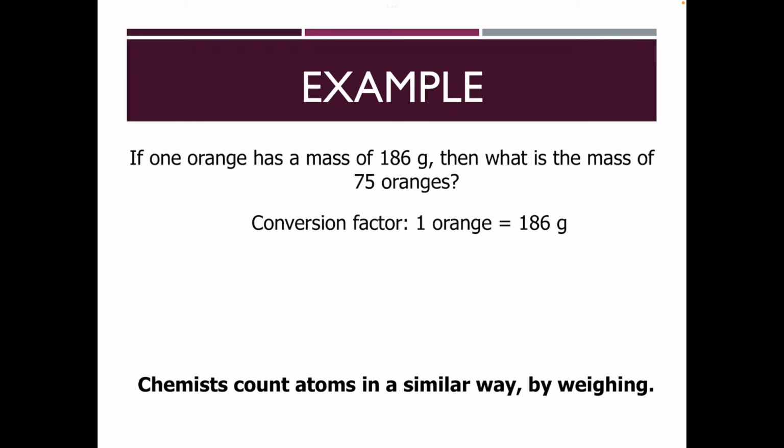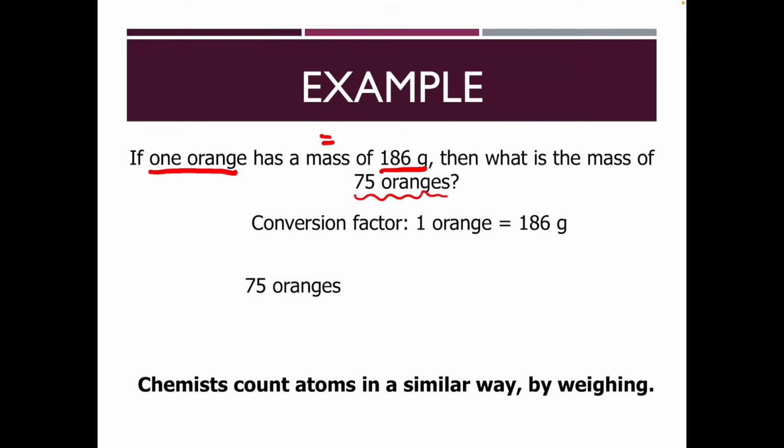So an example using oranges. Let's say we have an orange and we know the mass of this orange is 186 grams. Well, what then is the mass of 75 oranges? Okay, so this is a conversion factor. 1 orange equals 186 grams. So if I wanted to use this to figure out the mass of 75 oranges, a lot of you are maybe doing this in your head, but if you're not, we would start with our 75 oranges at the beginning of our train track.